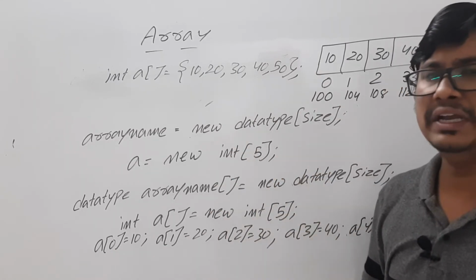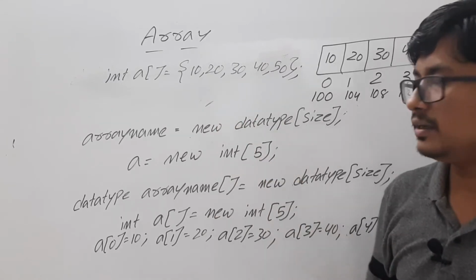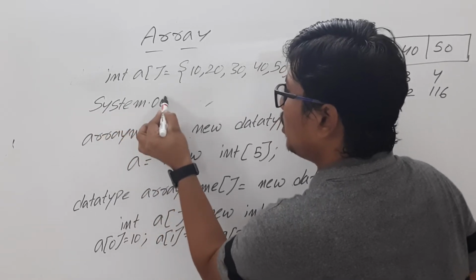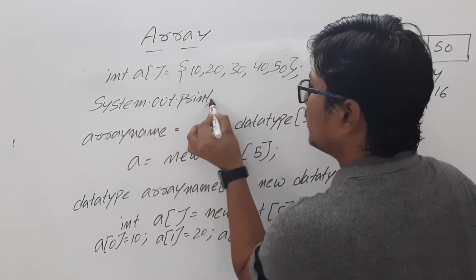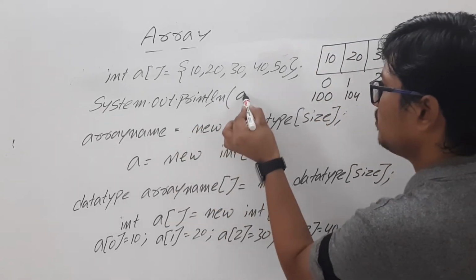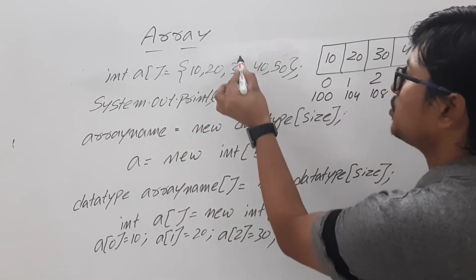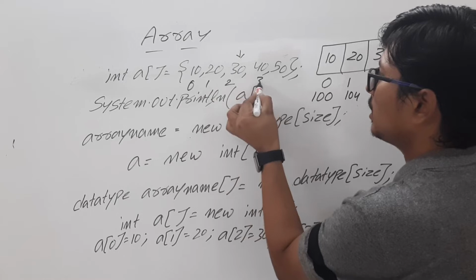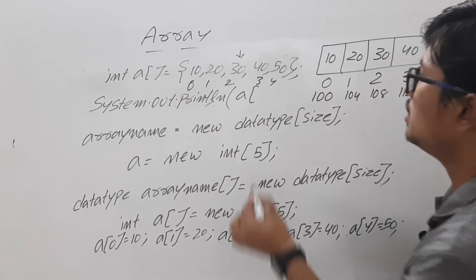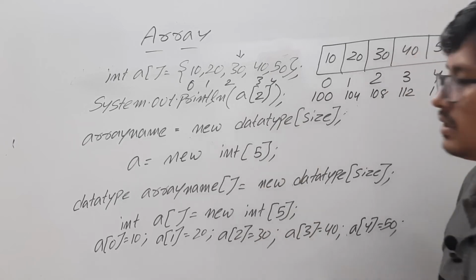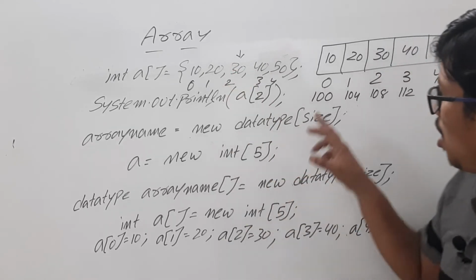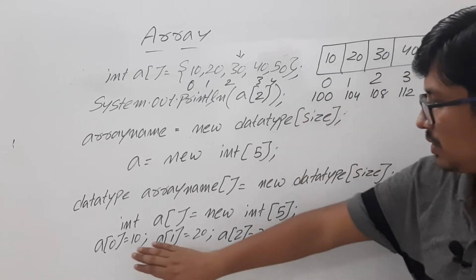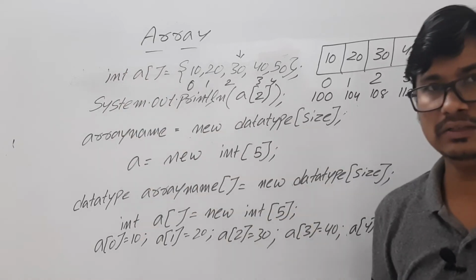If you want to print a particular value, then what will you do? You will write System.out.println, and you will write the array name, and you will provide the index. Suppose I want to print the value 30, then this index will be 2. Okay, because you know that array index will start from 0. So you will provide here 2. Then the value 30 will be displayed. So always we will access a particular element with the help of its index. So you can write like this or you can write like this also.